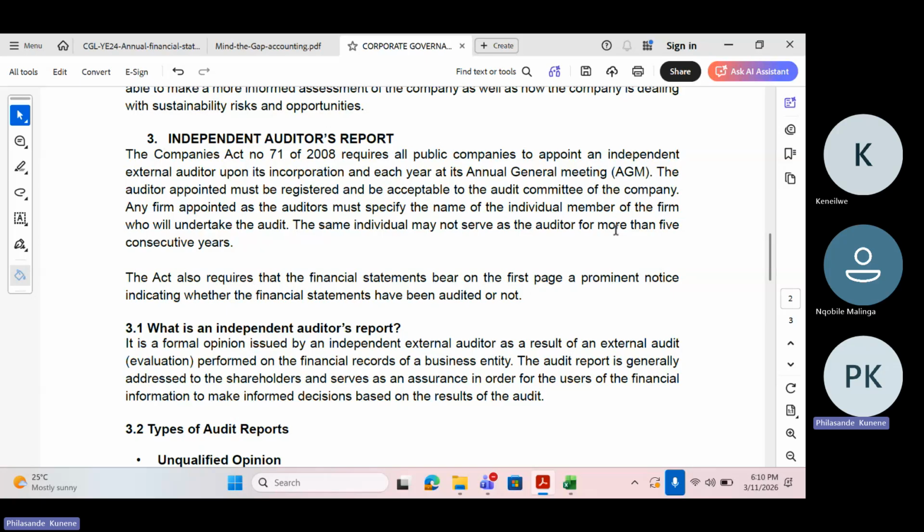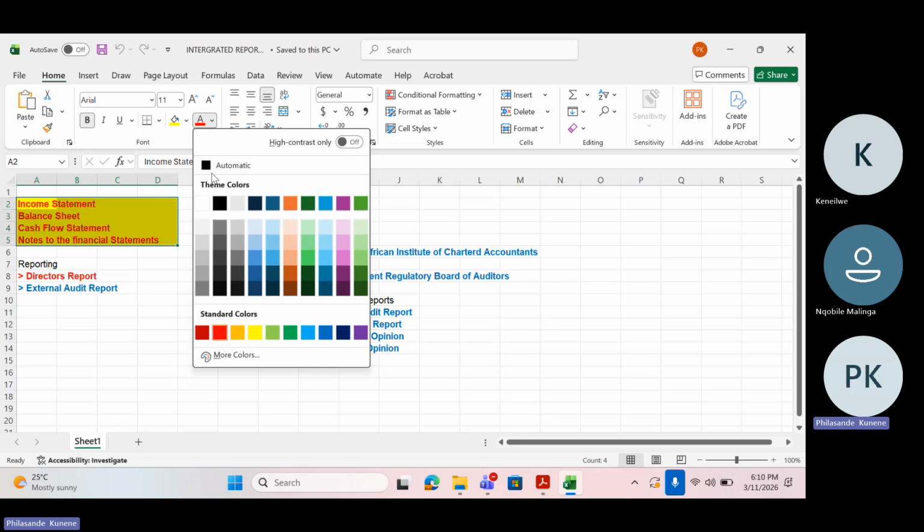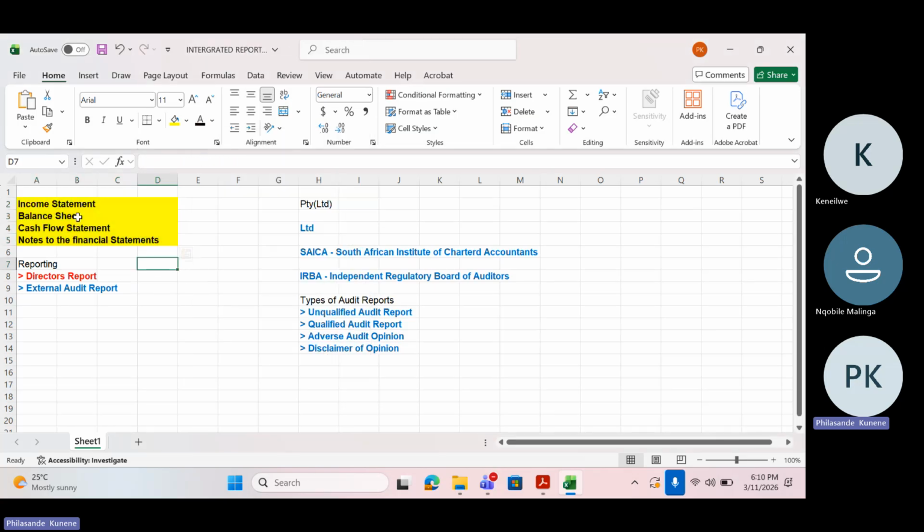Whatever that is left in paper one. Okay. I did say before that whenever we're preparing financial statements, we spoke about the income statement, we spoke about the balance sheet, we spoke about the cash flow statement, and then we said there are also notes to the financial statement. So these are the things that we have done so far. We did income statement, we did the balance sheet, and we did the cash flow statement.